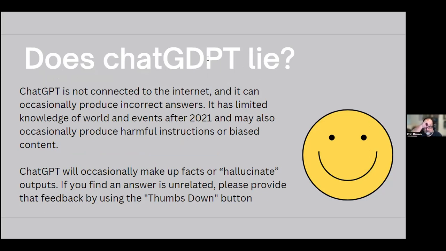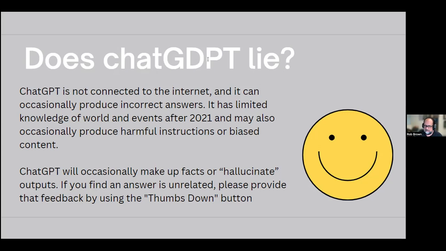ChatGPT is not connected to the live internet. Right now, it's cut off at 2021. So all the data that it has is basically anything on the internet up until 2021. So '22, '23, there is no information. Especially for your English instructors and other areas where you're talking about current events, it can only guess based on whatever text is in there.